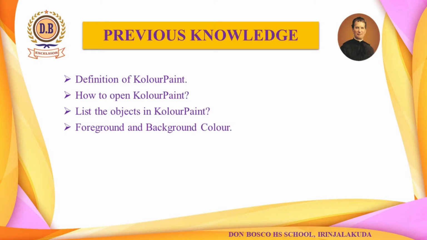First one, definition of color paint. Second, we have discussed how to open the color paint application. Third, we have discussed what things or objects we can see when we open the color paint application. And the fourth topic, we have discussed the foreground color and background color. So these are the topics which we have discussed in the last class. So let us continue this chapter.